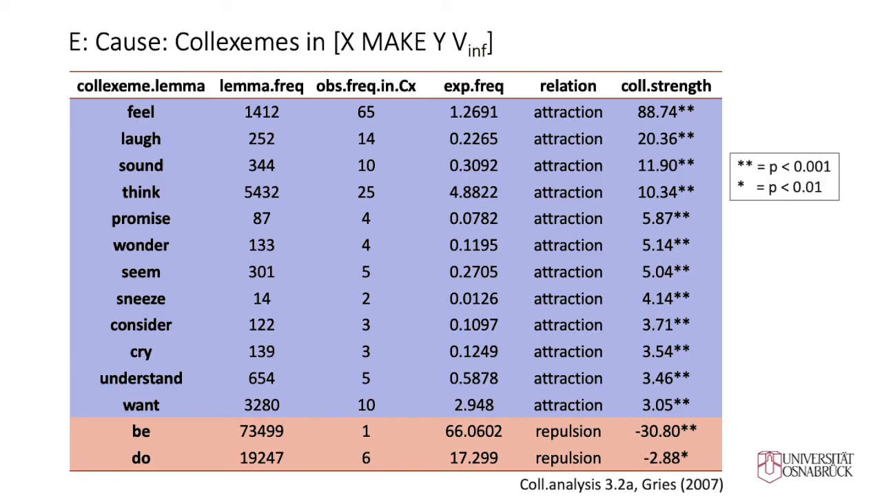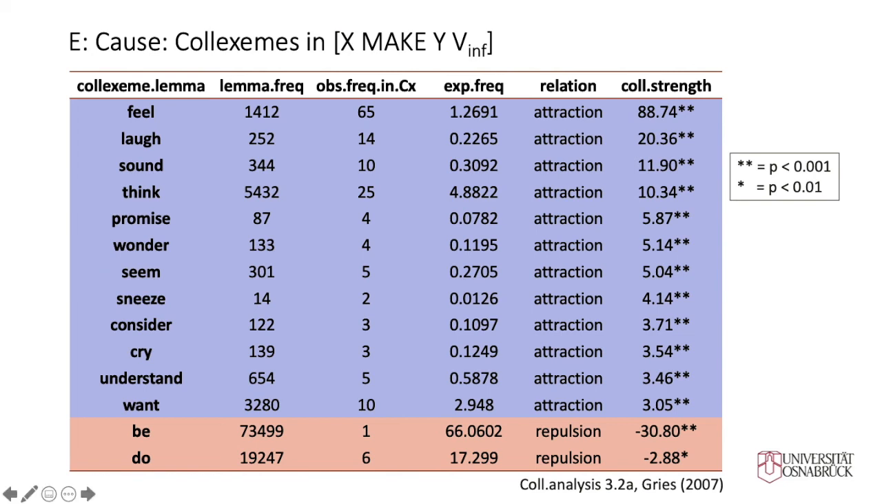The next step in this analysis was to look at the verbs that are used in these make constructions. So it's I made her do something. So that do, this particular slot, can be filled by lots of different verbs. And I've looked at the most typical ones in the textbook corpus. What I find is that the verb that's most strongly associated with this make causative construction is feel in the textbooks. And after that we have laugh, sound, think, promise, wonder and seem. So that's in the order of attraction.